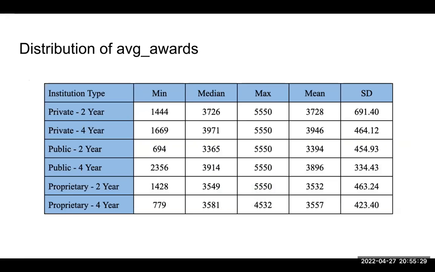To finish off this little introduction, we've also created a table and a graph just to show some of the stats of the observations. So here we just have the mean average award for each type of institution. And we can see that public 2-year is the lowest, while private 4-year is the highest.